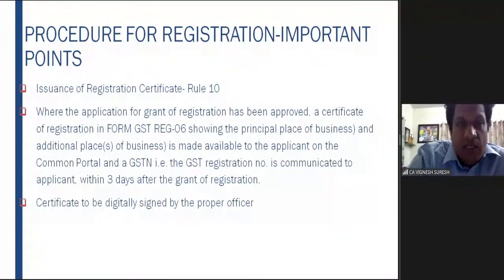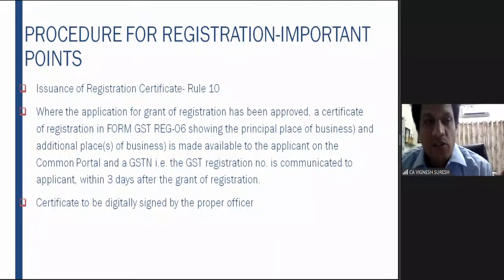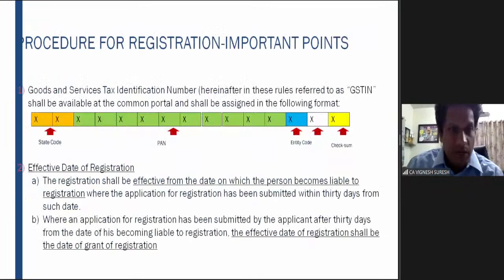Then the registration certificate is given. Form GST REG 06 is the form in which the GST certificate is given. This is made available to the applicant on the common portal. The GST registration number is also communicated. An email will come with a provisional user ID and a provisional password. Using the provisional ID and password, a regular GST user ID and password can be created, and the GST certificate can be downloaded. This GST certificate is to be digitally signed by the proper officer.